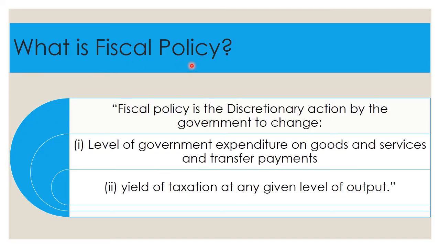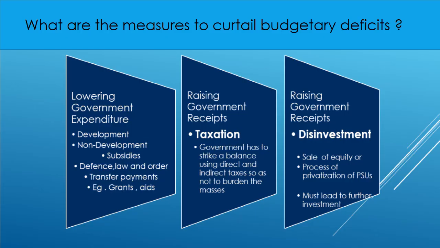What is fiscal policy? Fiscal policy is the discretionary action by the government to change the level of government expenditure on goods and services and transfer payments, and the yield of taxation at any given level of output.